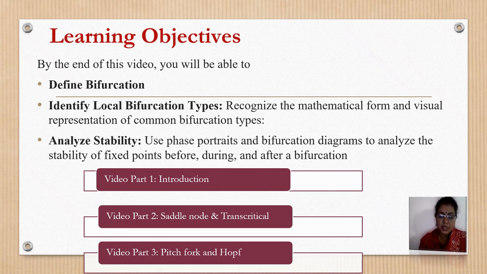So I am planning to give this content in 3 modules. Here we will see a short introduction about bifurcation. And then in part 2, we will see the first 2 types, saddle node and transcritical. And in part 3, we will see the pitchfork and Hopf bifurcation.